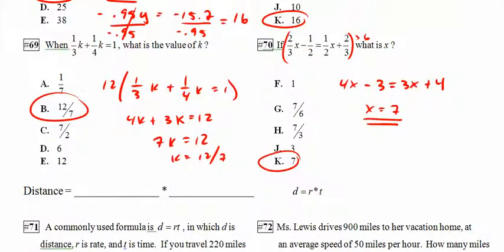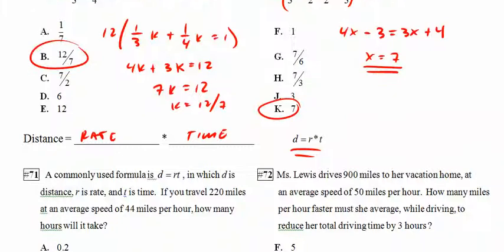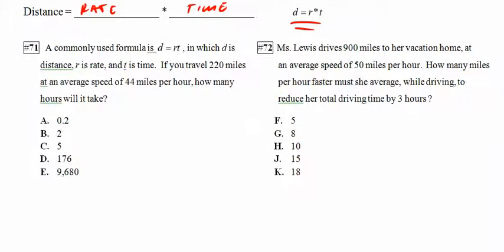It's a little technique. I wrote this down over here, distance equals rate times time. You'll see this a few times. I have one in my extra problems that shows this. But 220 miles at 44 miles per hour means 5 hours. So it's just an equation.